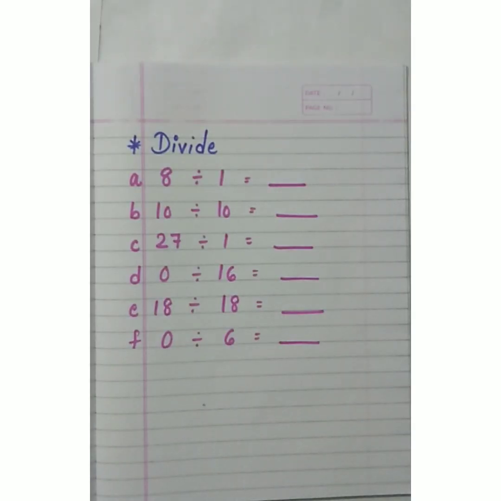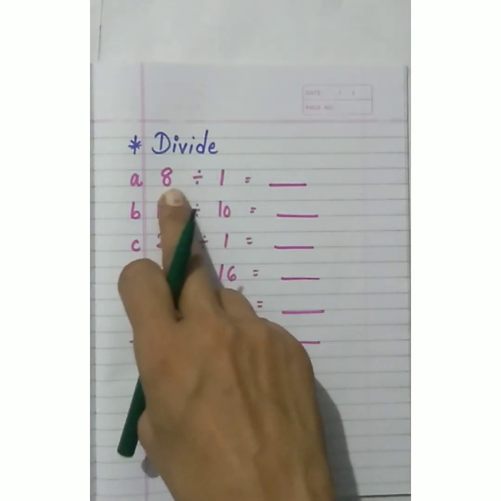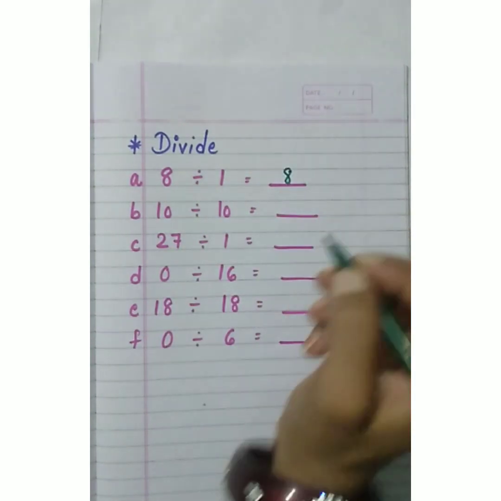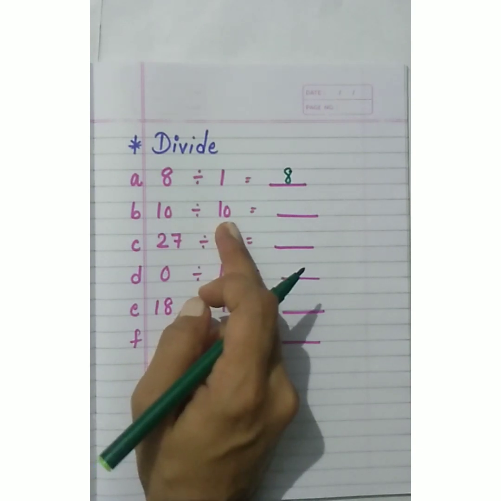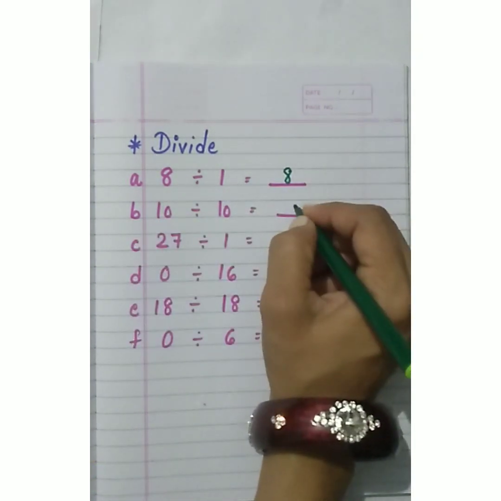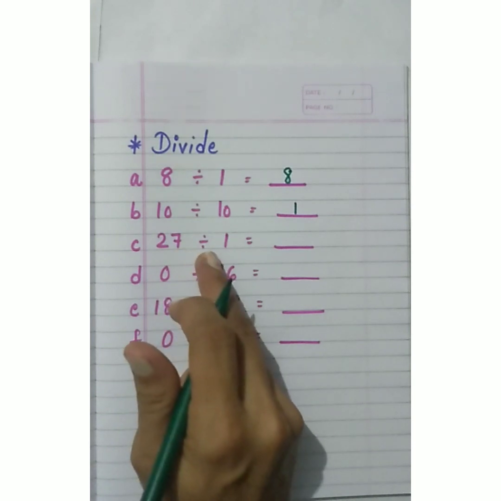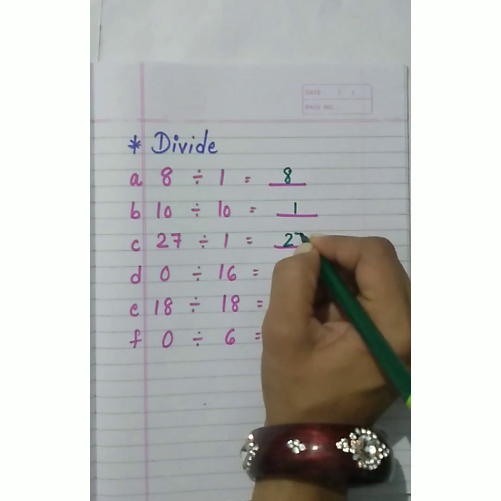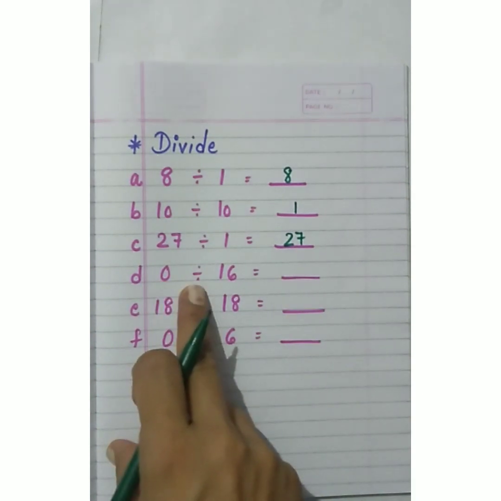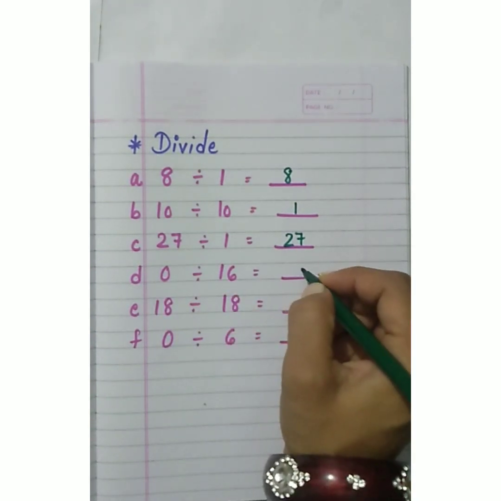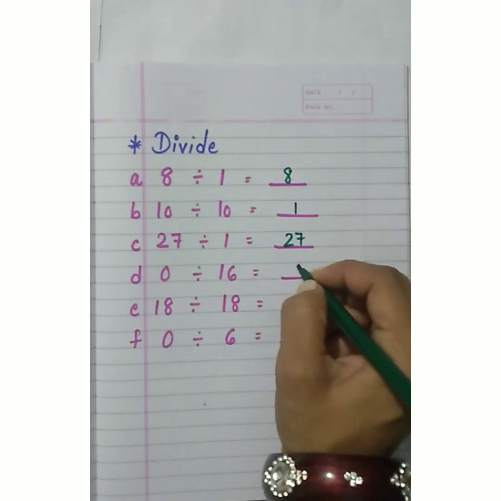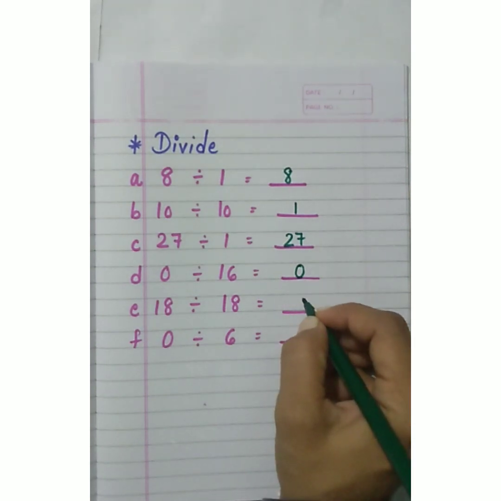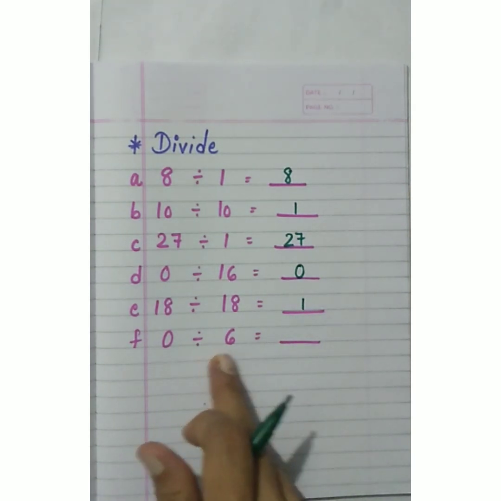Now students, tell me these answers. 8 divided by 1. So what will be the answer? 8. 10 divided by 10. So 1. 27 divided by 1. The number itself. 0 divided by 16. So what will be the quotient? 0. 18 divided by 18. 1. 0 divided by 6.